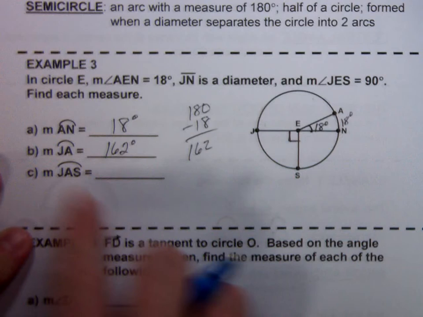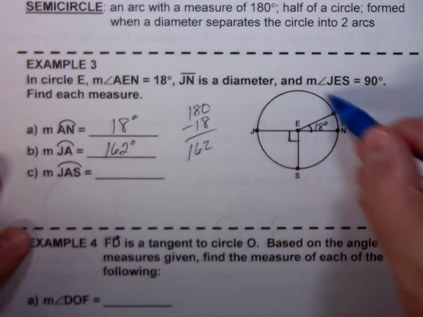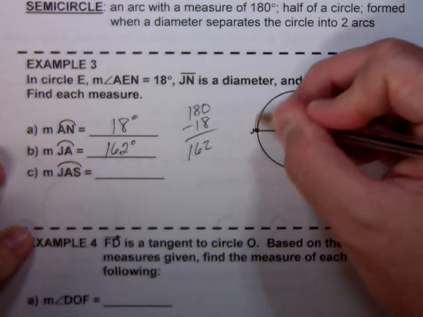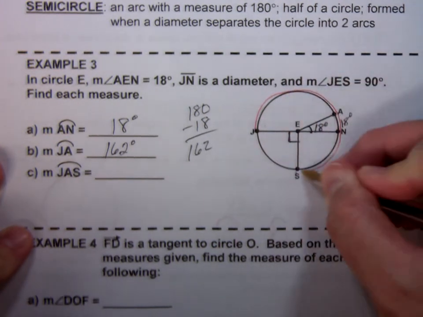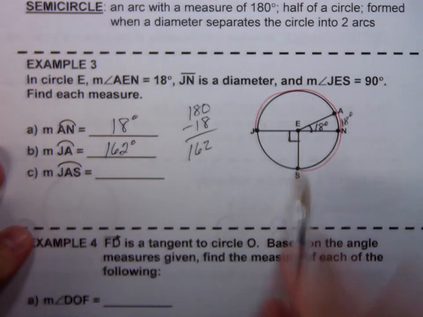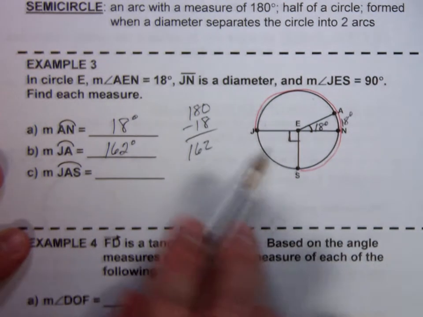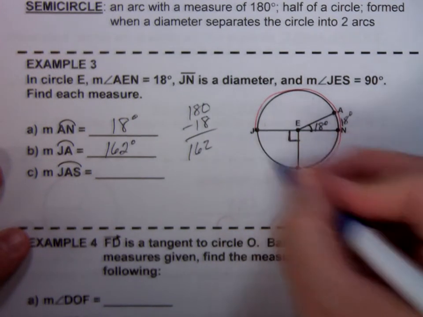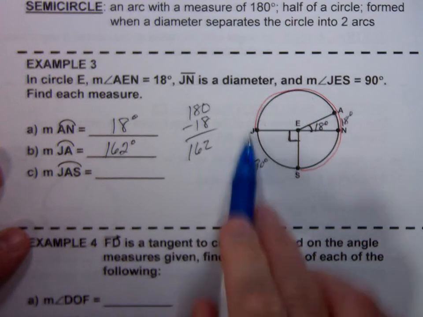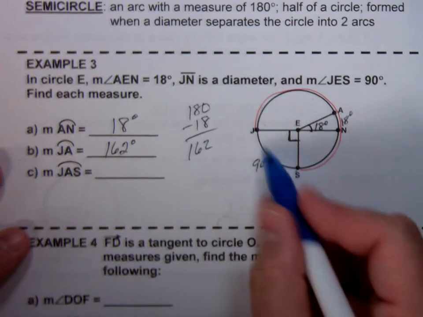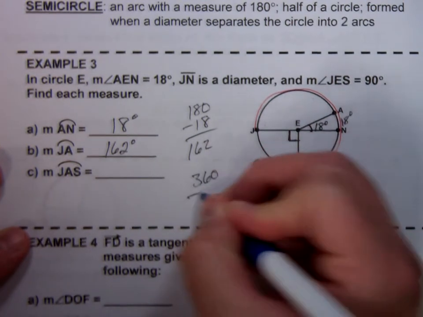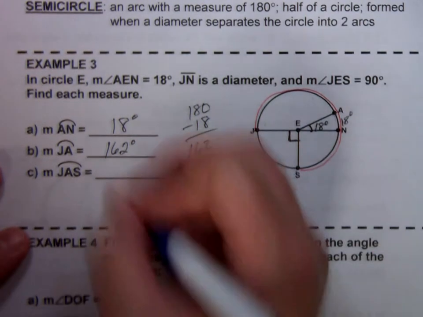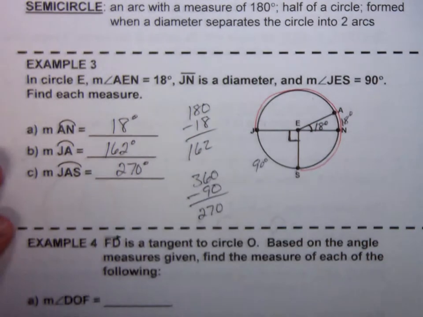And then the measure of arc JAS. Well, that arc JAS goes most of the way around the circle. The only part of the circle it does not include is this right here. And remember, this angle was 90 degrees. It's a right angle, so this arc would be 90. So if the whole circle is 360, and this part's the only part not included, I can just subtract that from 360. And that tells me that the measure of arc JAS is 270 degrees.